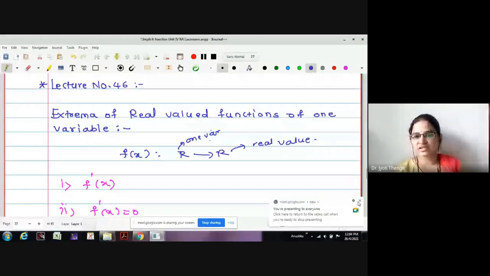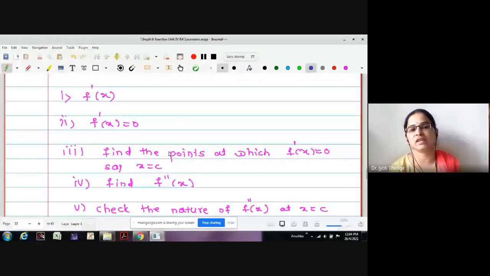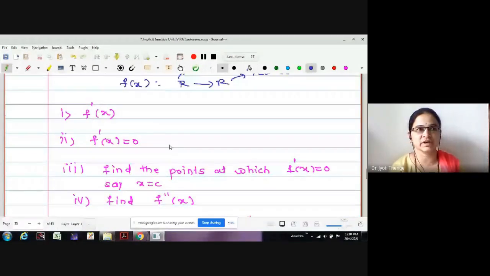In the last lecture, we started our unit number 4, that is extrema of real valued functions of one variable. For finding the extrema of real valued functions of one variable, we know the necessary condition for the existence of an extrema. First we have to check whether the derivative exists. Second, you find the point at which your first order derivative gives you zero value.